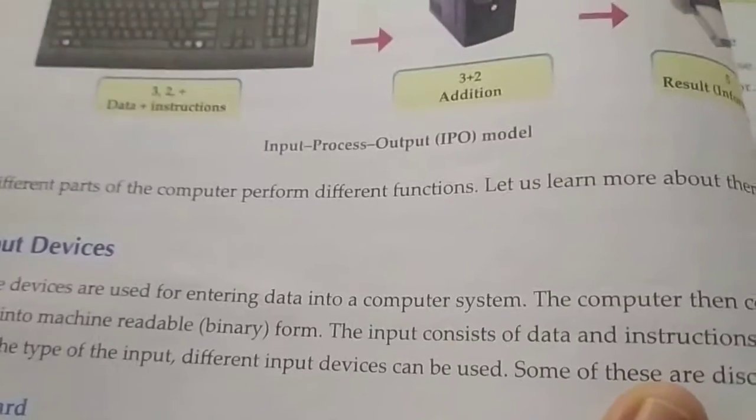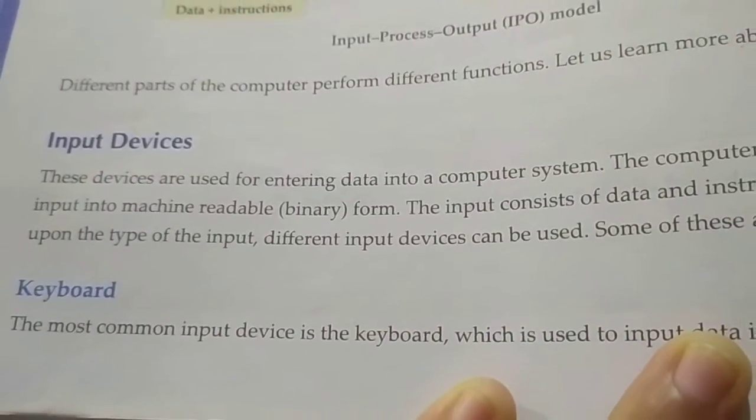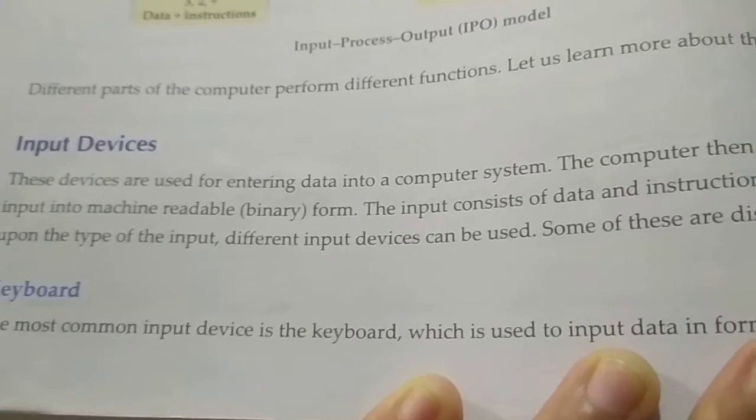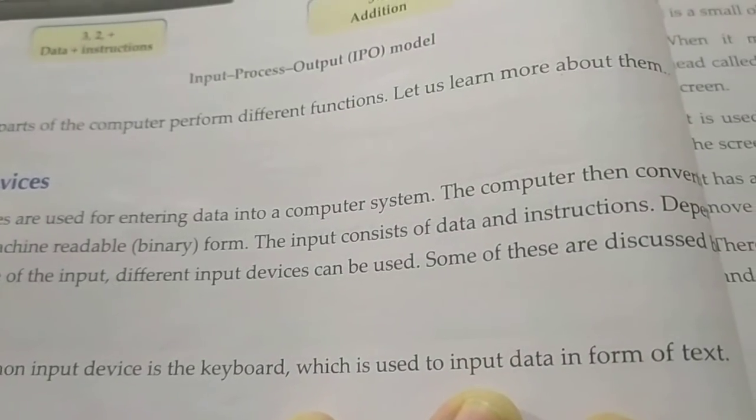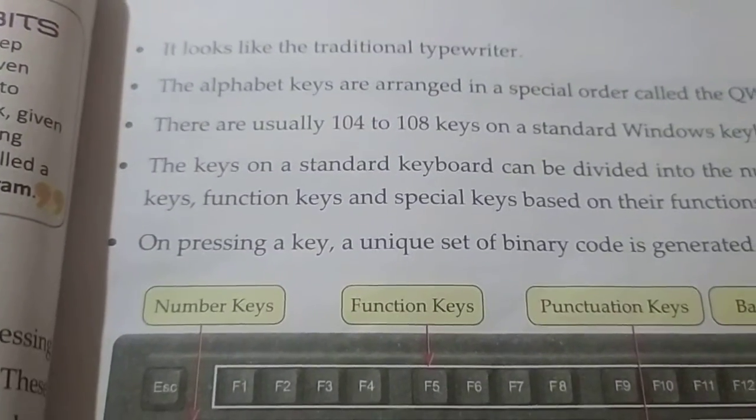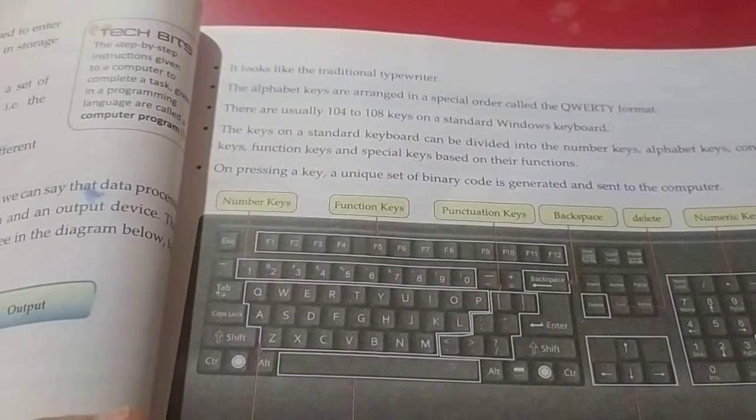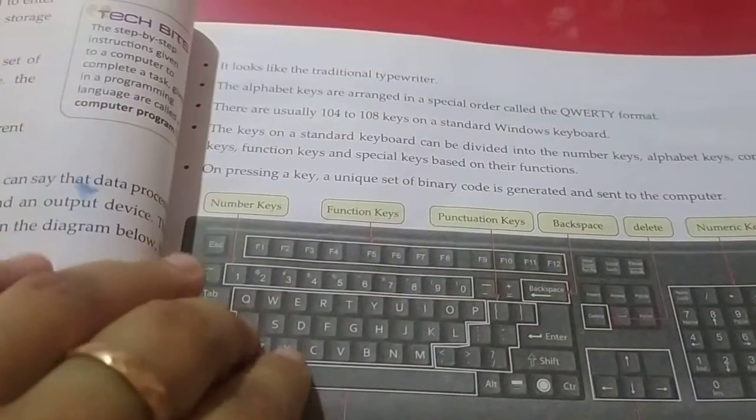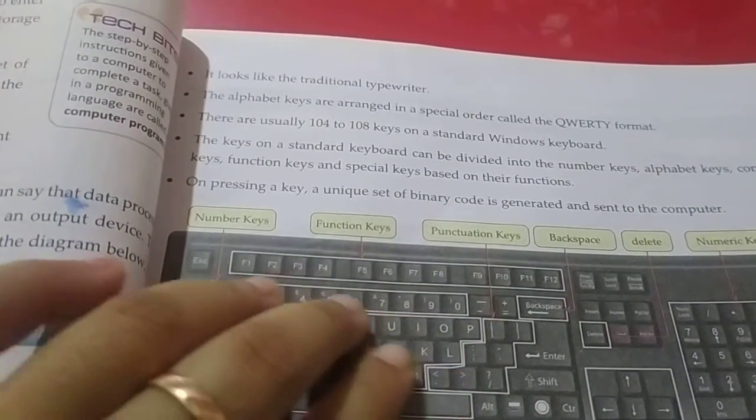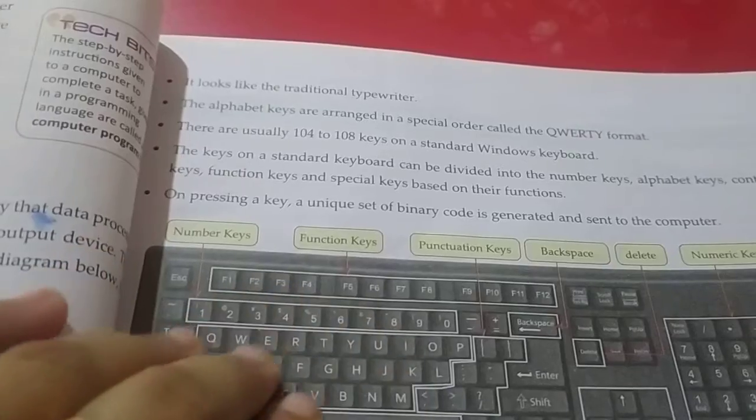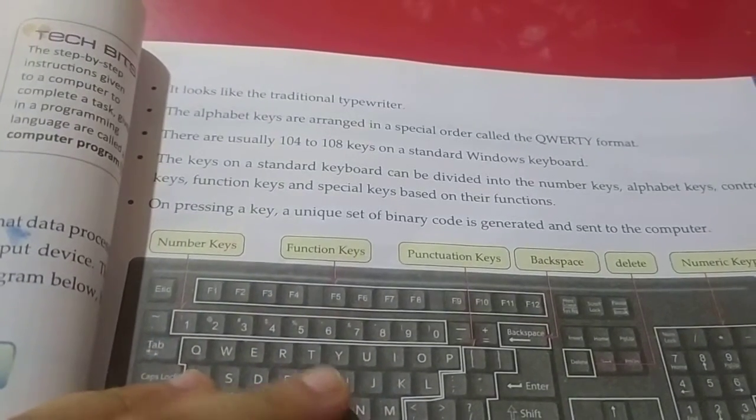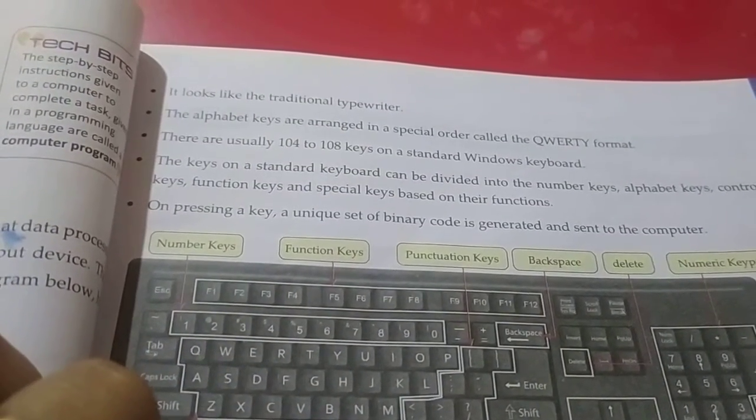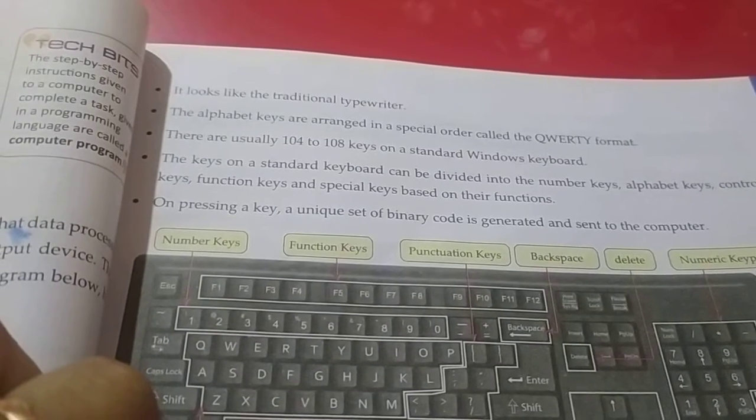Now, keyboard. The most common input device is the keyboard, which is used to input data in the form of text. It looks like a traditional typewriter. The alphabet keys are arranged in a special order called QWERTY format. There are usually 104 to 108 keys on a standard Windows keyboard.